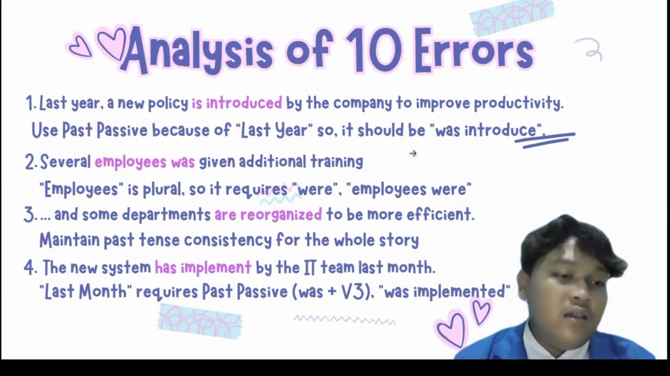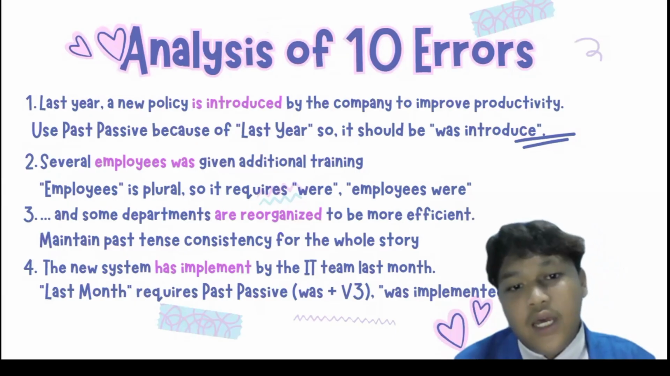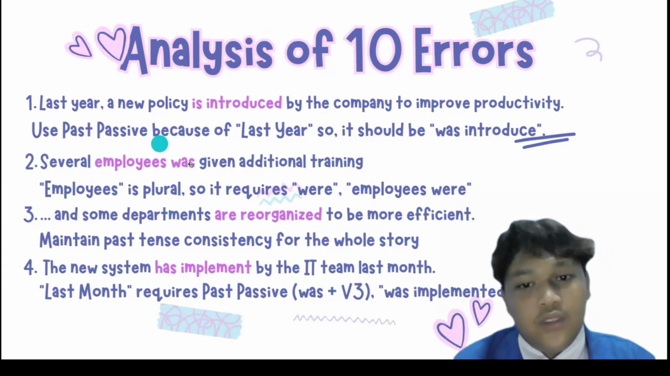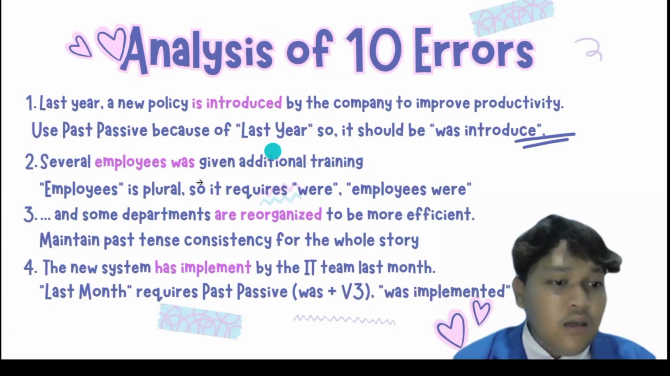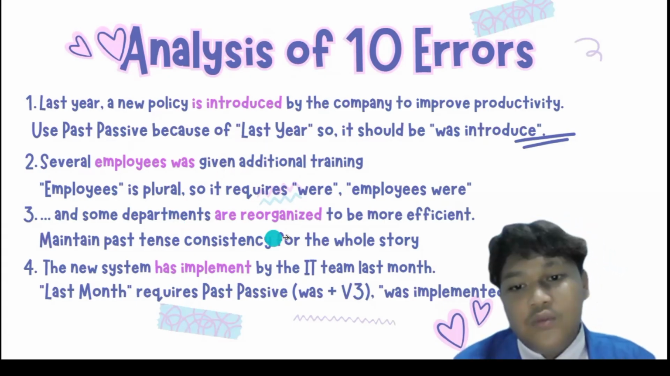The second is: several employees was given additional training. Employees is plural, so it requires were. So it should be employees were. And the third: and some departments are reorganized to be more efficient.